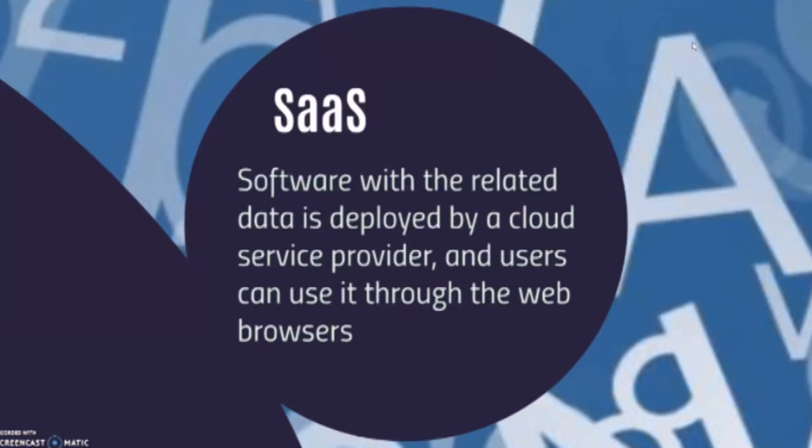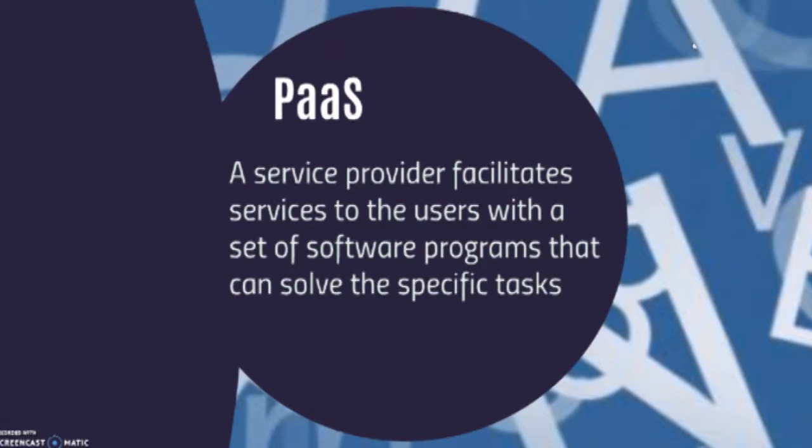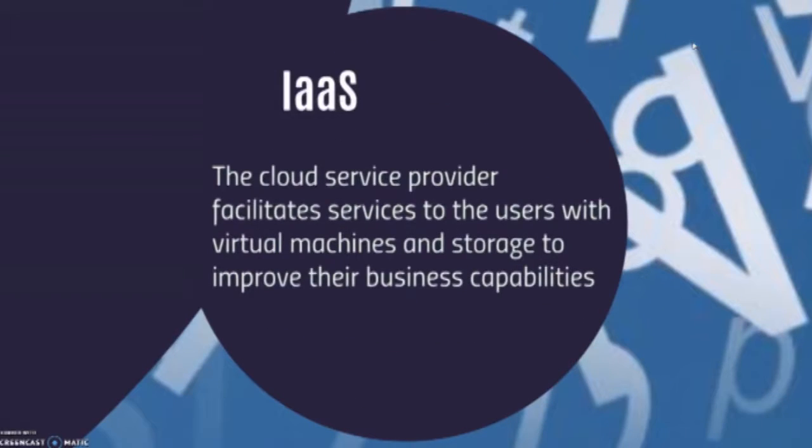For SaaS, software with the related data is deployed by a cloud service provider, and the user can use it through a web browser. The next one is PaaS, where a service provider facilitates service to the user with a set of software programs that can solve a specific task. And the last one is IaaS, where the cloud service provider facilitates service to the user with virtual machines and storage to improve their business capabilities.